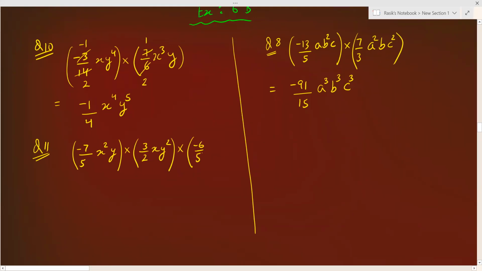Minus 6 upon 5 x cube y. Sir, where are you writing? I cannot see. Are you? I shared the screen.